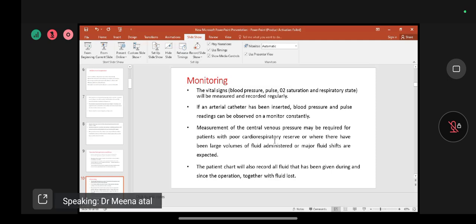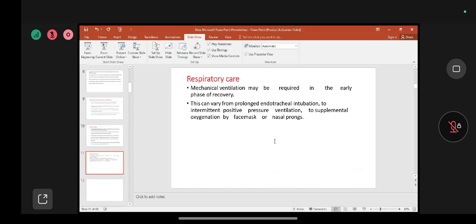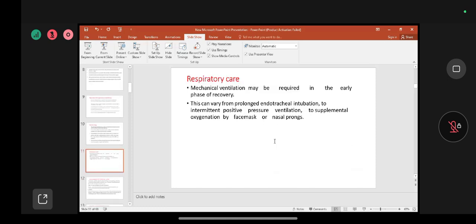The patient chart will also record all fluid that has been given during and since the operation together with fluid loss. Respiratory care: mechanical ventilation may be required in the early phase of recovery. This can vary from prolonged endotracheal intubation to intermittent positive pressure ventilation to supplemental oxygenation by face mask or nasal prongs.